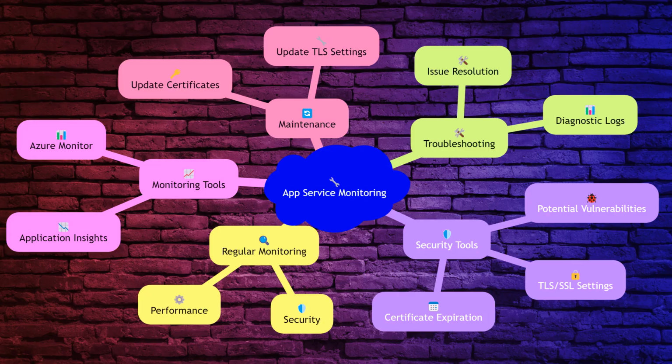Regular monitoring and troubleshooting are essential to ensure the security and performance of your app service. Azure provides various tools for monitoring TLS SSL settings, certificate expiration, and potential vulnerabilities. Use Azure Monitor and Application Insights to track the health and performance of your app. In case of any issues, refer to the diagnostic logs and troubleshoot accordingly. Keeping your certificates and TLS settings up to date is crucial for maintaining a secure application.